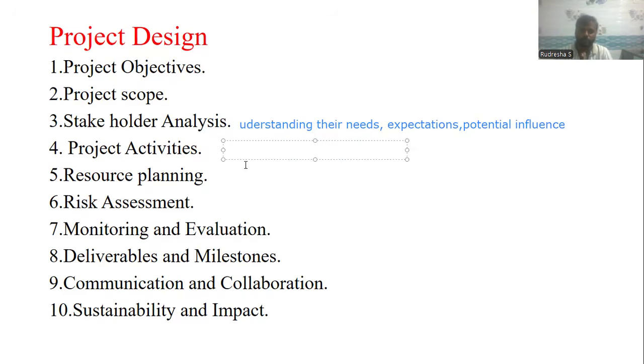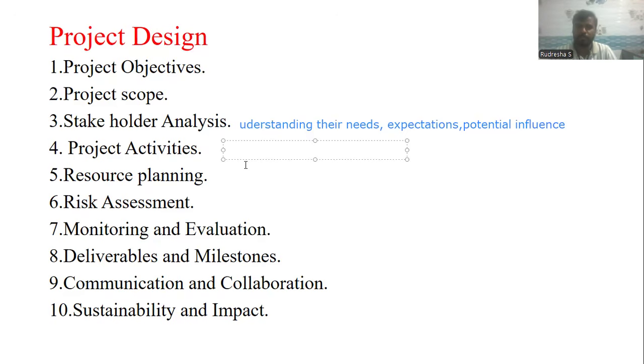Project activities. I am talking about project activities. Break down the project objectives into a set of manageable and actionable activities. Define the sequence, dependencies, and duration of each activity to create the project schedule.